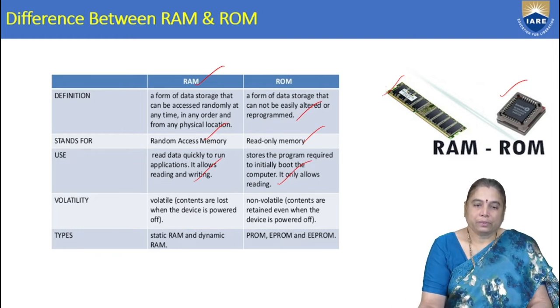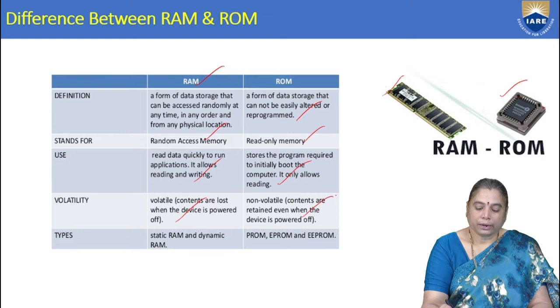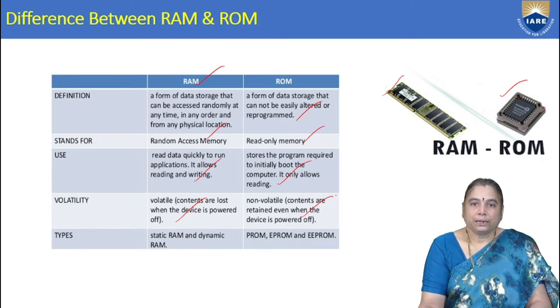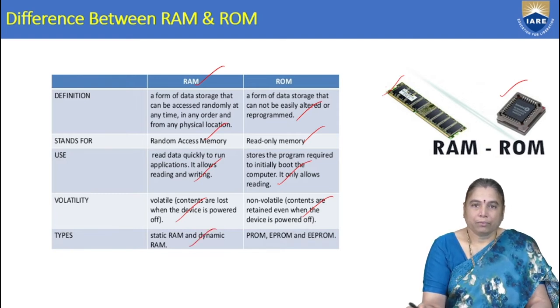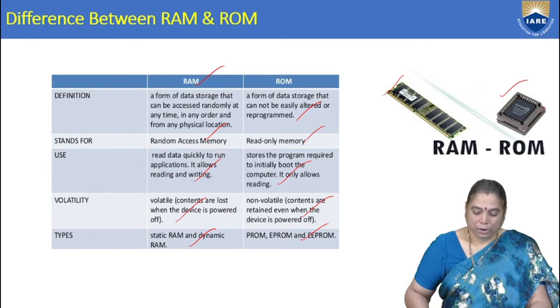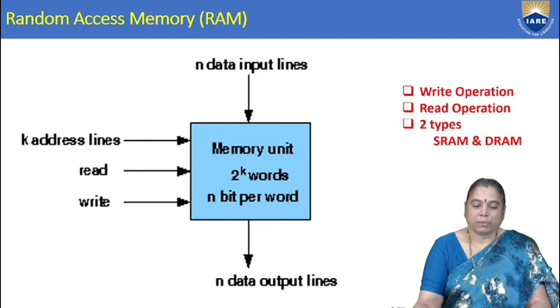Next feature is the volatility. Volatility means content can be lost when the device is powered off. But in case of ROM, it is non-volatile. Next, two varieties are available in case of RAM, that is static RAM and dynamic RAM. In case of ROM, various varieties are available, PROM, EPROM, EEPROM, like this. So these are the differences between RAM and ROM by considering various parameters.